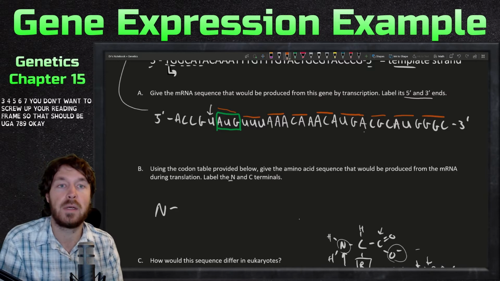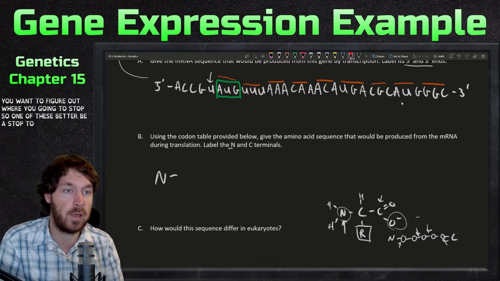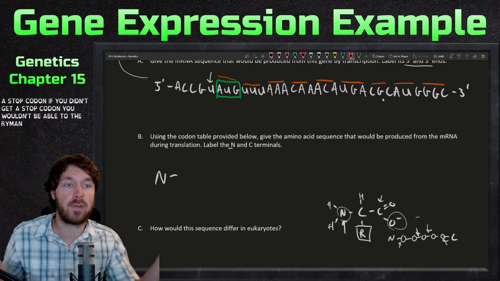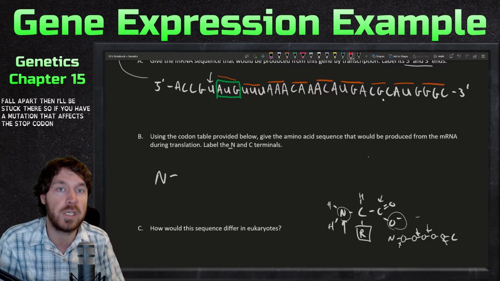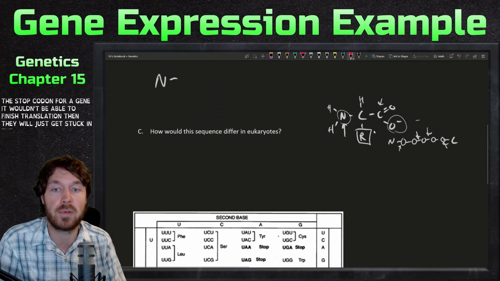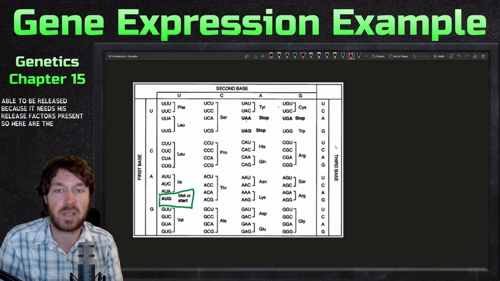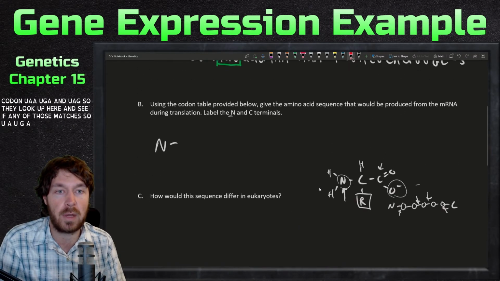Okay, great. Now you want to figure out where you're going to stop. So one of these better be a stop codon. If you didn't get a stop codon, the ribosome wouldn't fall apart. It would be stuck there. So if you have a mutation that affects the stop codon for a gene, it wouldn't be able to finish translation. It would just get stuck in the ribosome without being released because it needs those release factors present. So here are the 3 stop codons, UAA, UGA, and UAG. Then look up here and see if any of those match.